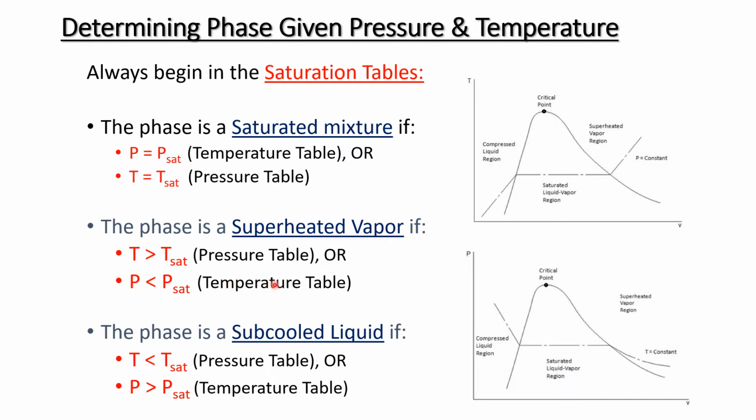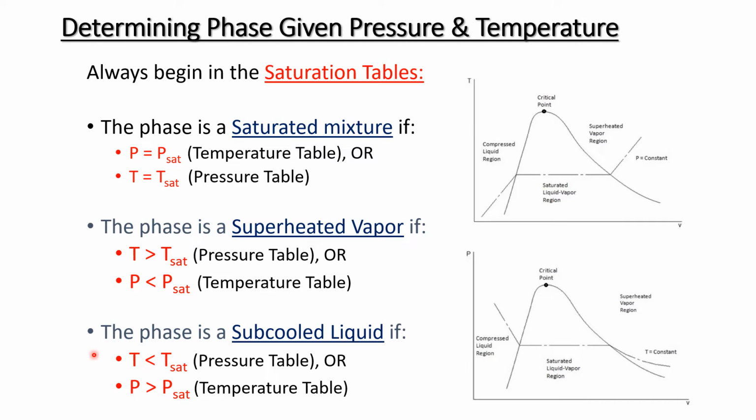Or if we look in the temperature table and we find that the substance's pressure is less than the saturation pressure listed in the table, then that also is a superheated vapor. And finally, if we look in the pressure table and we find that the temperature of our substance is less than the saturated temperature, then it's a subcooled liquid. Likewise, if we look in the temperature table and we find that the substance's pressure is greater than the saturation pressure, then that is also a subcooled liquid.